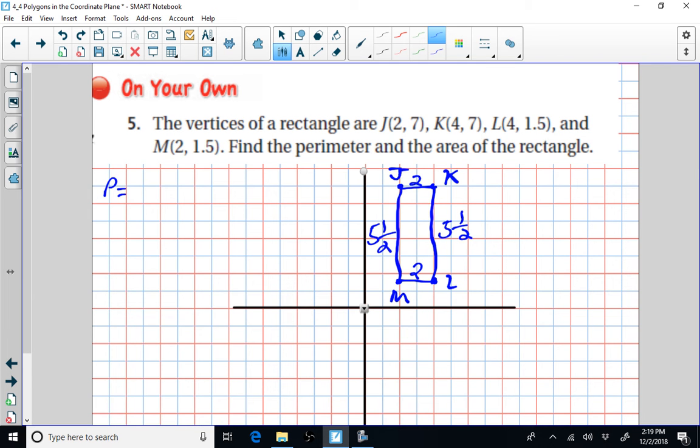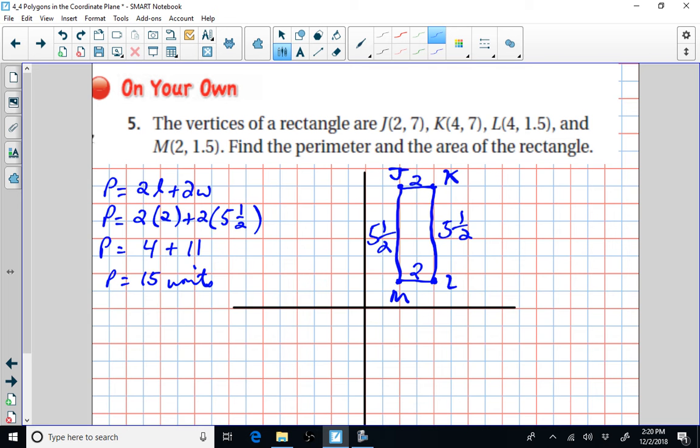Perimeter is equal to 2 times the length plus 2 times the width, or we can just add all 4 sides together, but I'll use a formula. 2 times the length, which is 2, plus 2 times the width, which is 5.5. We replace the variables with each of those measurements. Perimeter is going to be equal to 2 times 2, which is 4, plus 2 times 5.5, which would be 11. 4 plus 11. The perimeter is going to be equal to 15, and we would just say 15 units.